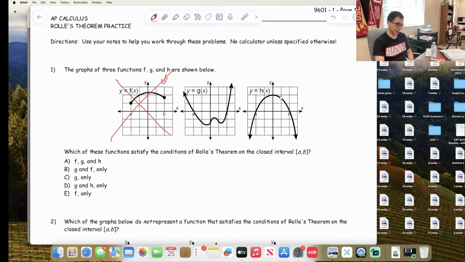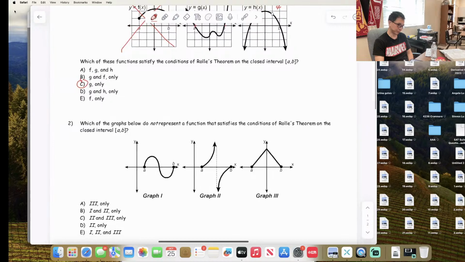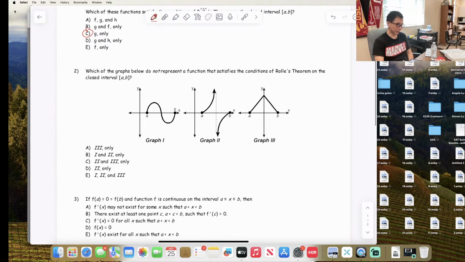And this one is A and B. They are continuous and differentiable, so this is yes. This one's not continuous, so the only answer is G. It's pretty easy. Now, for the next one, you also know that this is not differentiable, and this is not continuous. And then this is okay. So this is the only one that works. It represents 2 and 3, so C is the only choice.